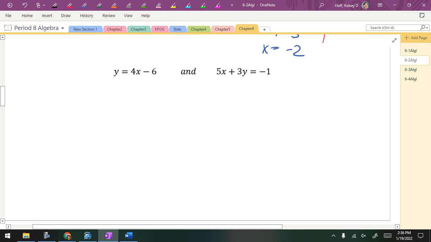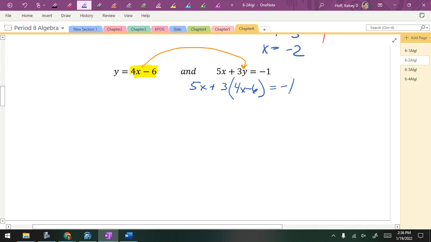Yeah, what is that called when it's got that number in front of it? It's got a coefficient other than 1, right? So same process, y is by itself, so we're going to take 4x minus 6, and it's going for y. But what am I going to have to do here? Yeah, I'm going to put it in parentheses. So I have 5x plus 3 parenthesis 4x minus 6, close your parenthesis, equals negative 1.